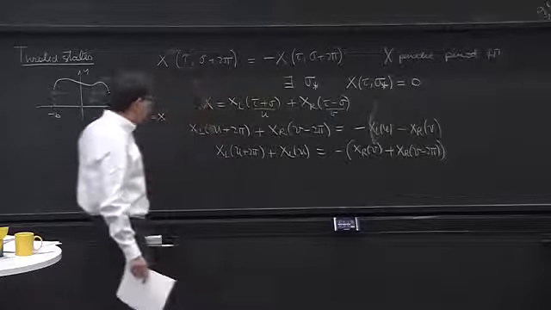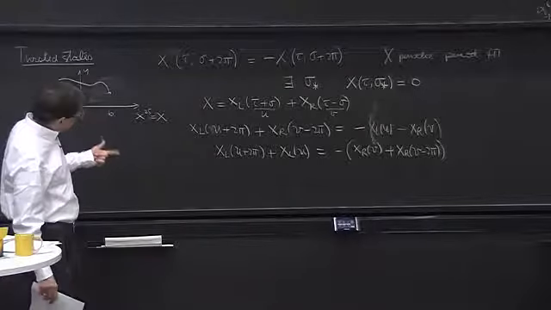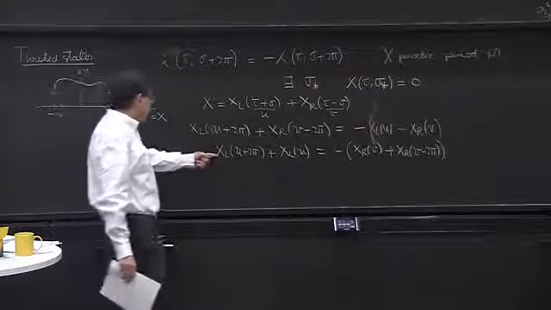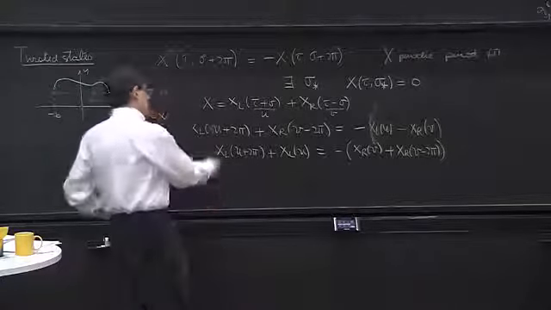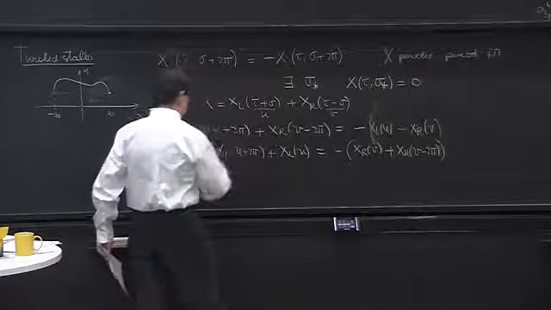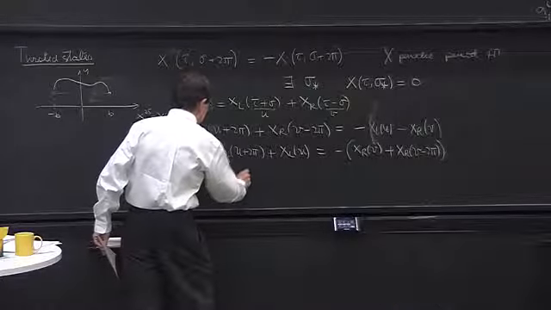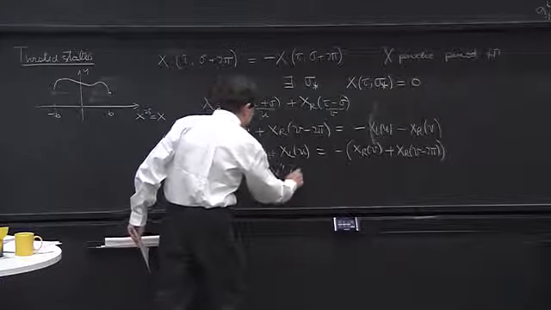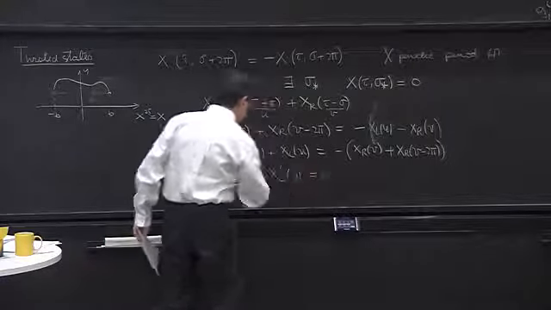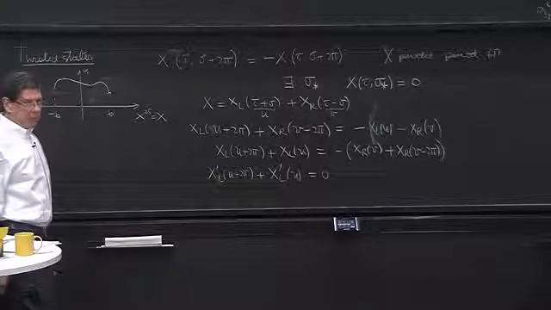If we take a derivative with respect to u, we get x left prime of u plus 2 pi plus x left prime of u is now 0. So actually, this coordinate is anti-periodic.